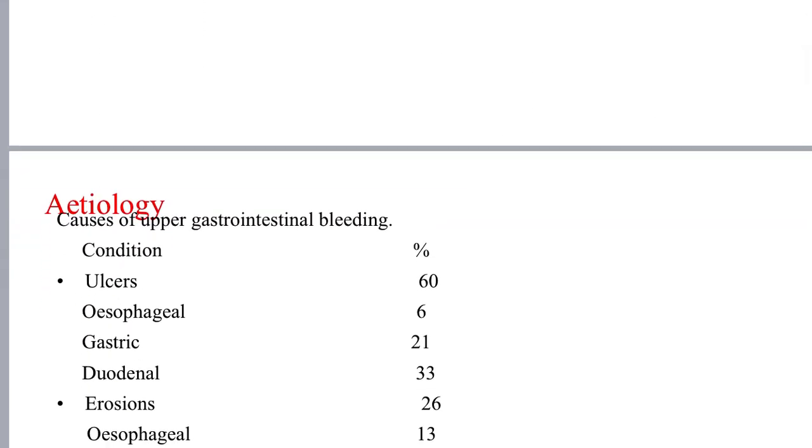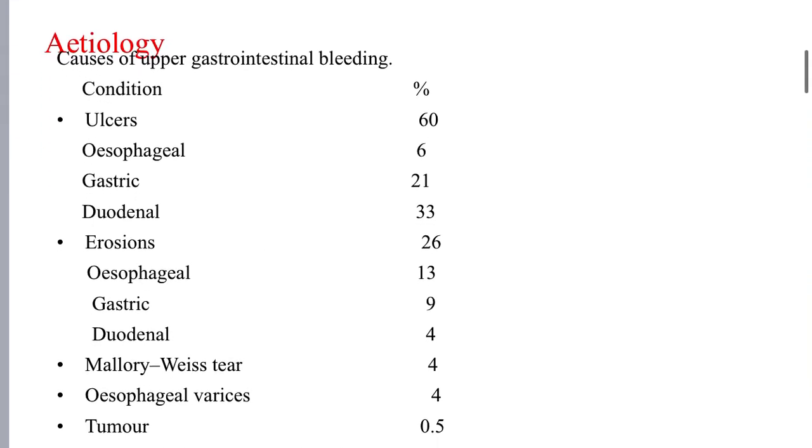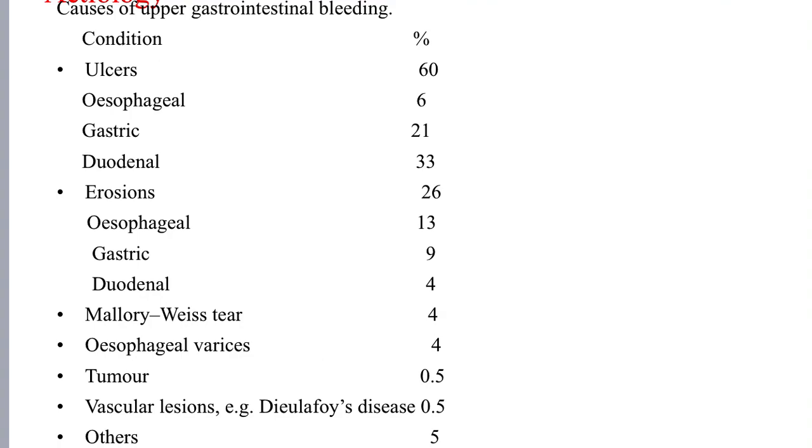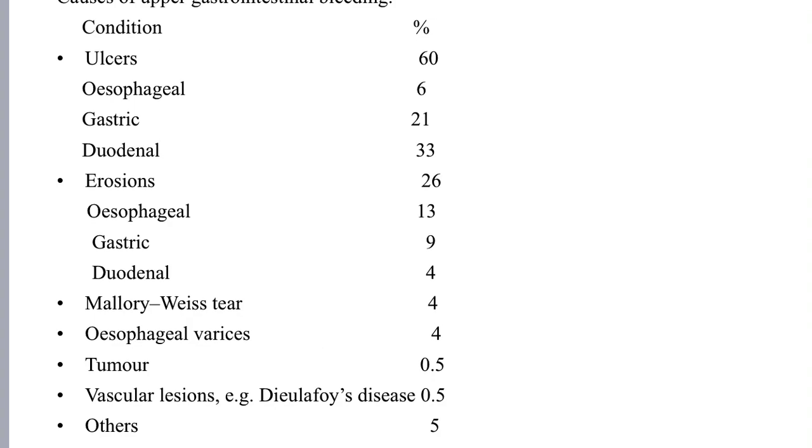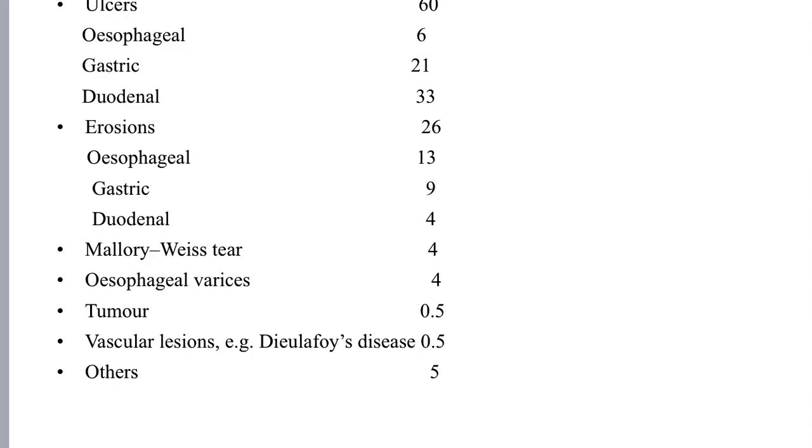نيجي من ناحية الاتيولوجي، شنو هو ال causes that result in upper GI bleeding. Most common cause هو ulcers about 60%. طبعا هنا ال percentage جدا مهمة. Most common هي ulcers، والulcers اللي هي esophageal 6% and gastric 21%. Most commonly هي duodenal ulcer 33%. Erosions account for 26%: esophageal about 13%, gastric 9%, duodenal erosion 4%. وهنا أغلبية erosions هي secondary to the use of non-steroidal anti-inflammatory drugs.